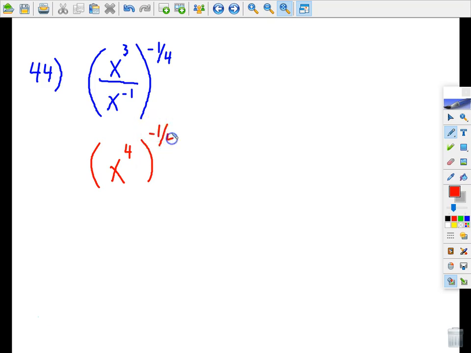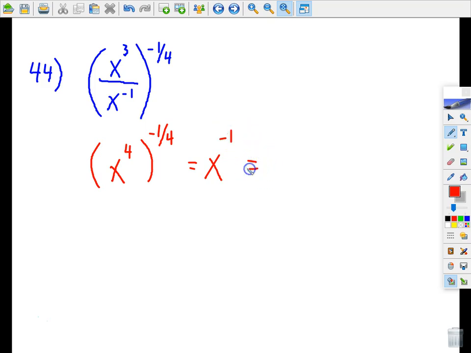So instead of working with two different x terms being divided, let's just put them together as a single term, x to the 4th. And now, again, remember your exponent rule that says when one power inside is being raised to another power outside, you multiply those powers together. So 4 times negative 1/4 is negative 1.